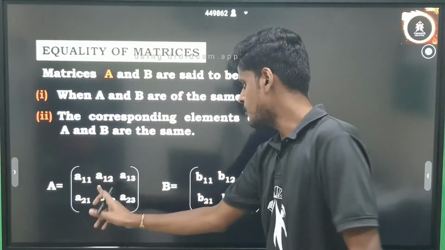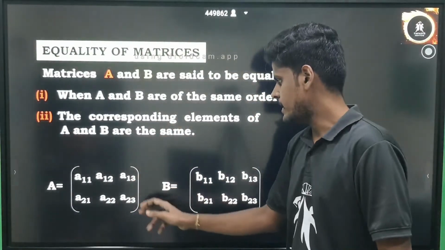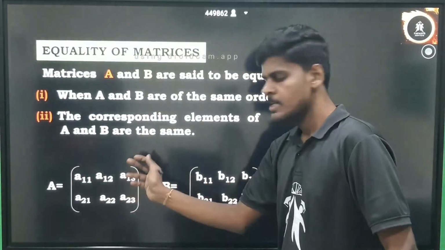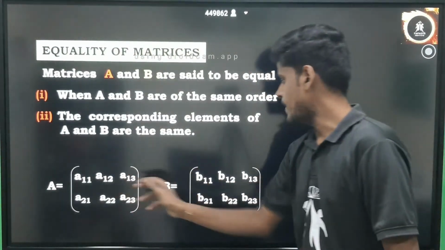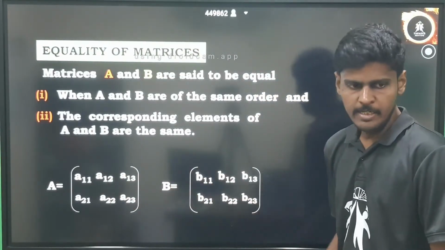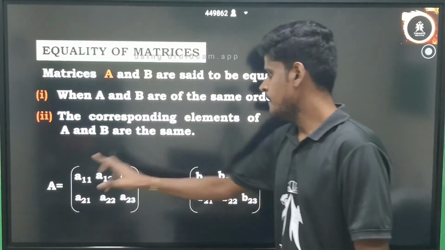First we need to see if both the matrices have the same order or not. Obviously, these two matrices have how many rows? 2 rows. How many columns? 3 columns. So both matrices have 2 rows as well as 3 columns. So the order is 2 by 3, and both matrices have the same order. Then what do we need to see?